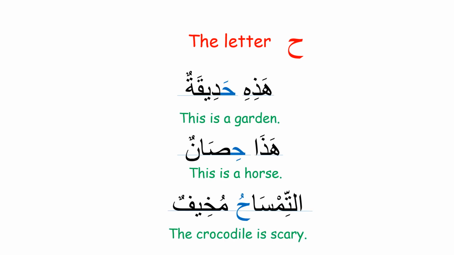I'm going to read the 3 examples at one go. هذه حديقة. هذا حصان. التمساح مخيف. Again. هذه حديقة. هذا حصان. التمساح مخيف. And there you have it.